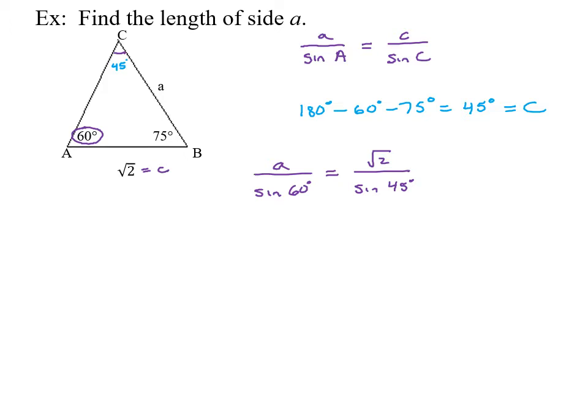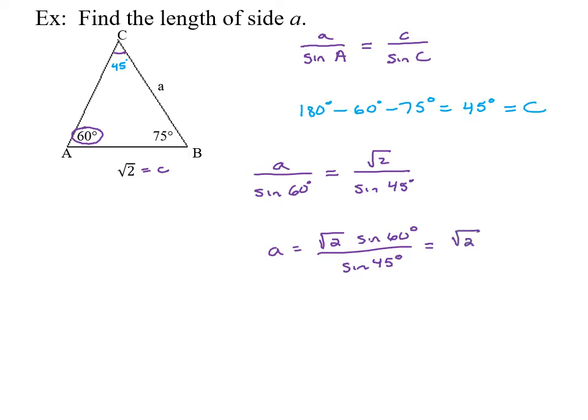Because I'm looking for the side A on the top, what I would do is multiply sine 60 over to the right-hand side and say that A equals root 2 times sine of 60 degrees over sine of 45. Now, 60 and 45 are actually angles on the unit circle, so we can find an exact value for this.